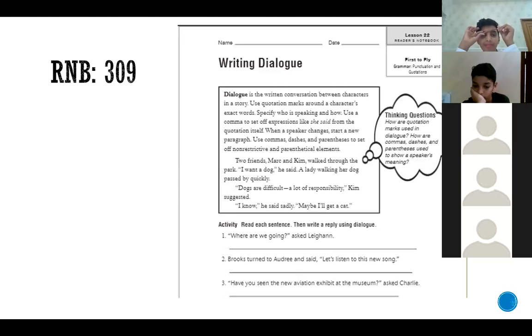No, the incomplete sentence. We are going to the mall. Now, how will you write it? The question says, write using a dialogue. So start the quotation mark. All of you start the quotation mark and write, we are, you can write anything actually. Where are we going?